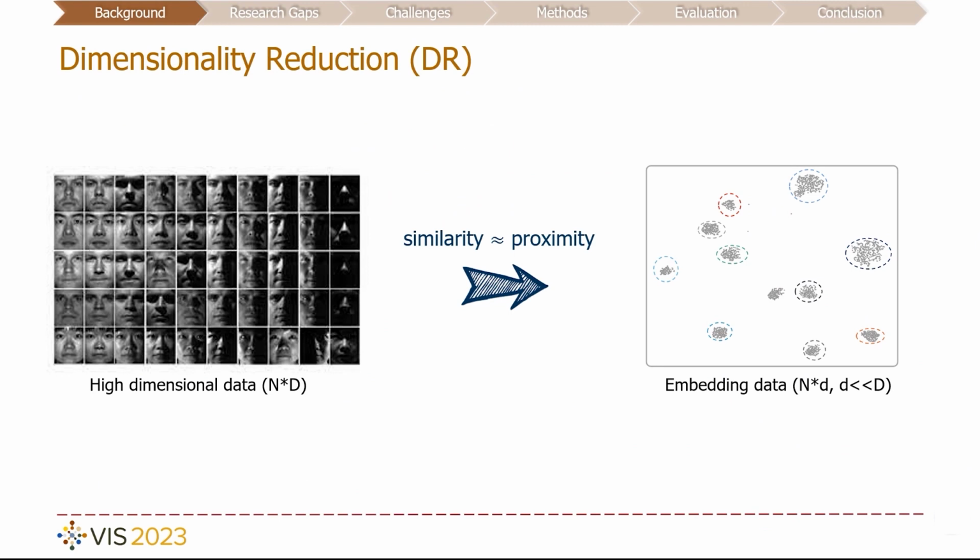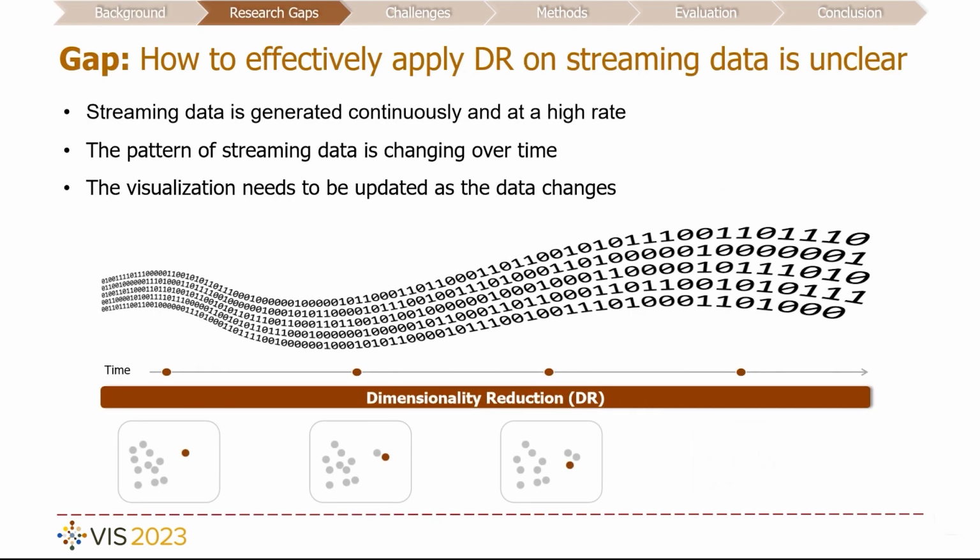DR techniques are widely used for visualizing high-dimensional data. It employs a metaphor: proximity is roughly equivalent to similarity. Thus, the data similarity is retained by the distance between their embeddings, helping users to analyze data patterns like clustering and anomalies. However, the effective application of dimensionality reduction for analyzing streaming data remains somewhat uncertain.